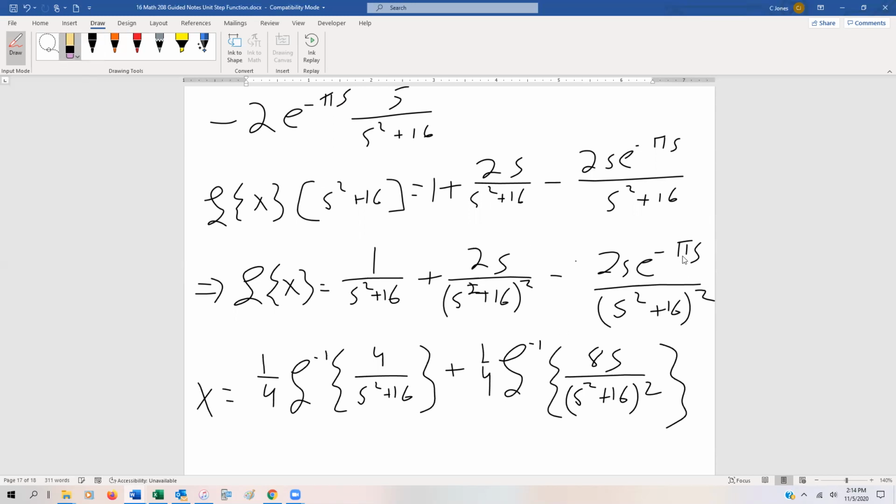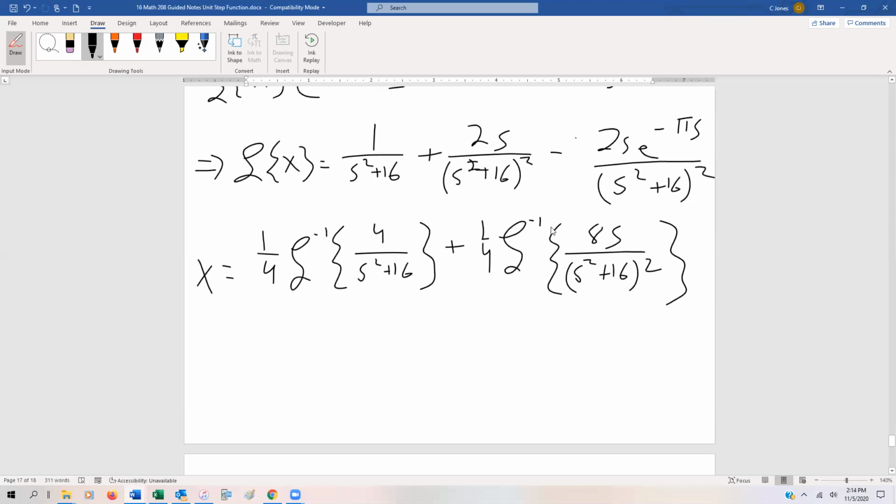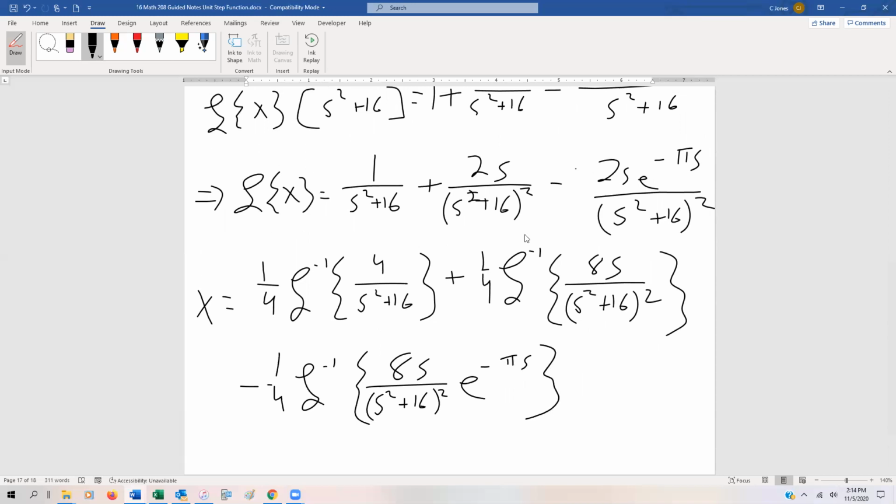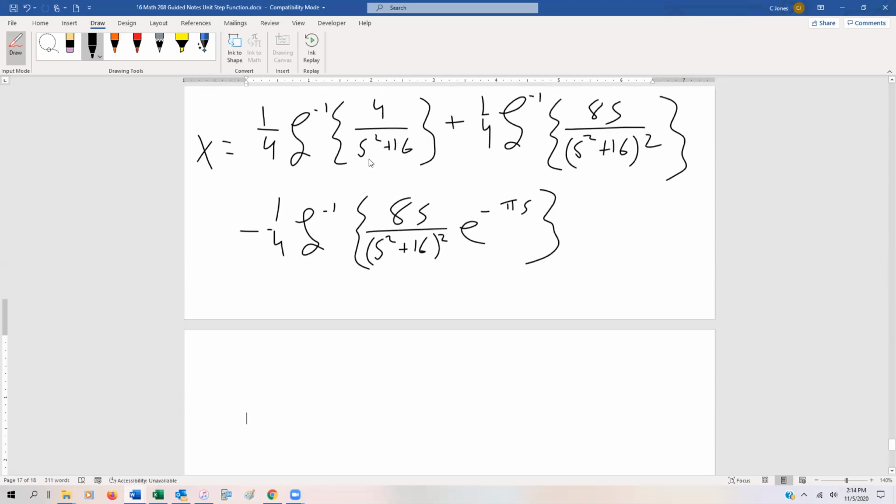And then the last one, we're just going to ignore this e to the minus pi s for right now. And we're going to do the exact same thing that we just did in the previous one, just multiply by 1/4 and 4. So we're going to get minus 1/4 inverse Laplace of 8s over s squared plus 16 quantity squared, and then we still have that e to the minus pi s. All right, so let's just go through these one at a time and we'll be done with this.